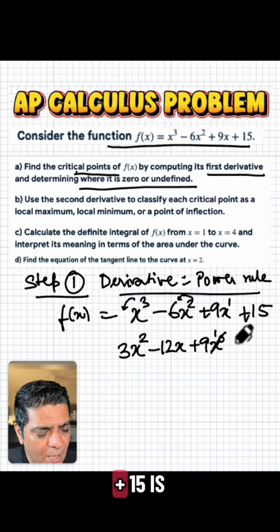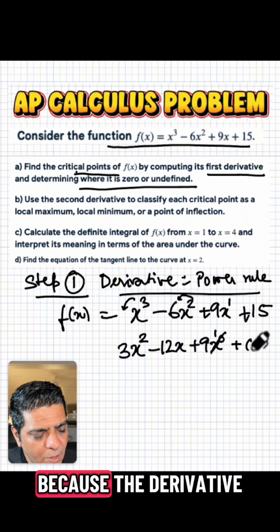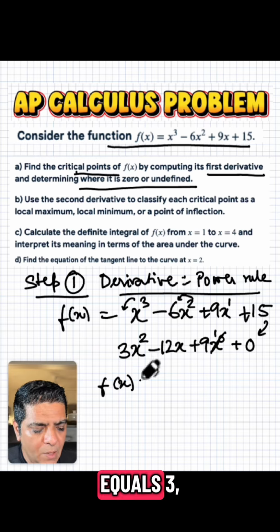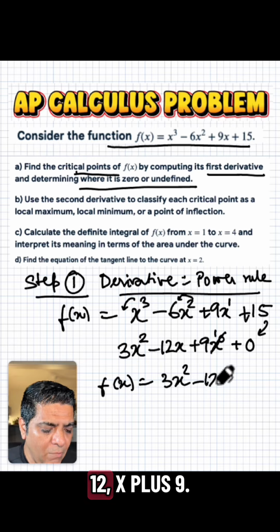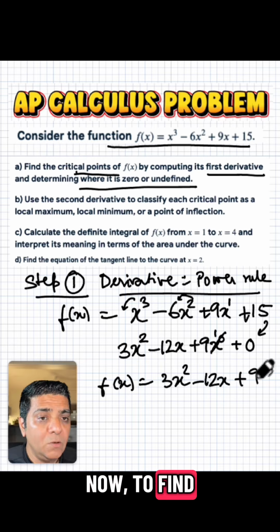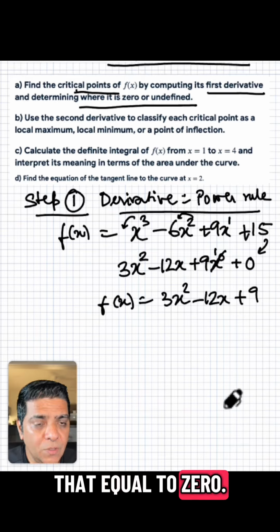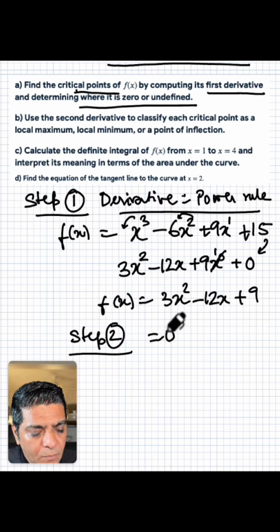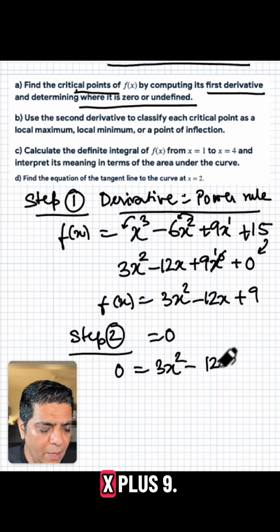So 9 times 1 is 9, plus 15 is going to be 0, because the derivative of a constant is going to be 0. So we have f'(x) equals 3x squared minus 12x plus 9. Now to find the critical points, we're going to set that equal to 0. So we have 0 equals 3x squared minus 12x plus 9.